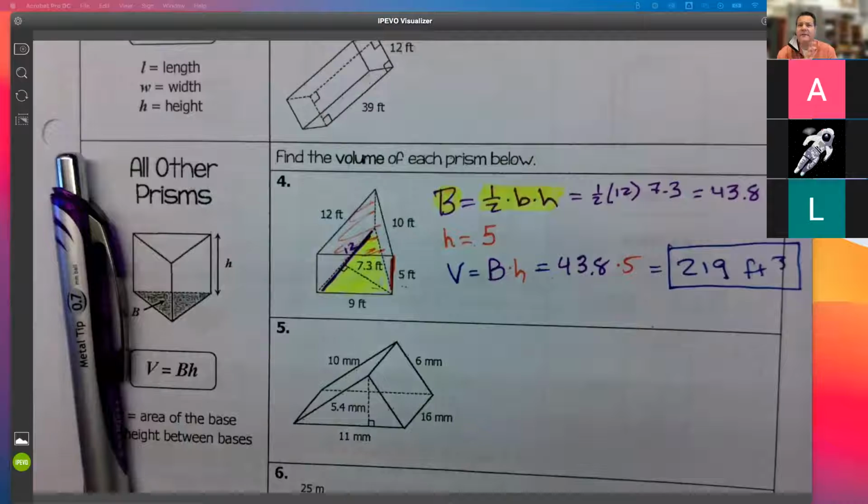How's it feeling so far? 5, totally doable. 3, somewhat doable. 1, avoidable. Okay, thank you for putting your hands up, those that did.